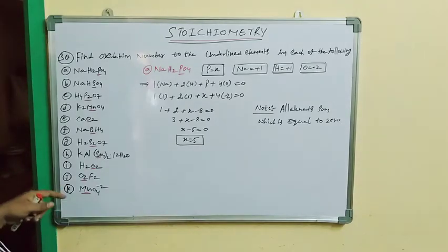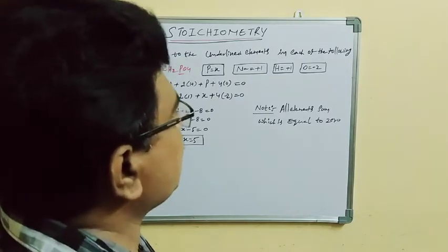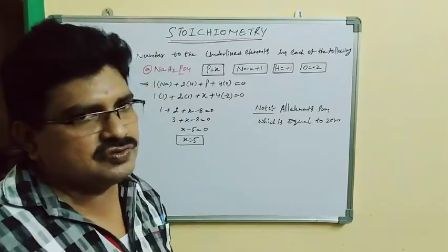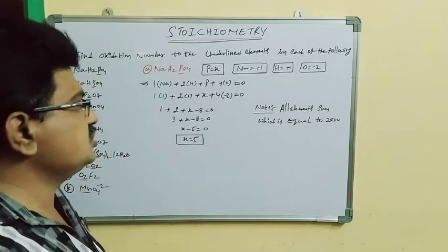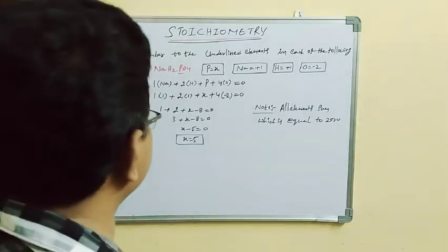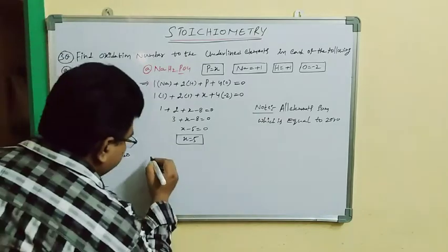Sometimes they give cations and anions also. For the anion case, the sum of all elements is equal to the negative charge. For the cation case, the sum of all elements is equal to the positive charge. Now I am going to explain the second one, B.